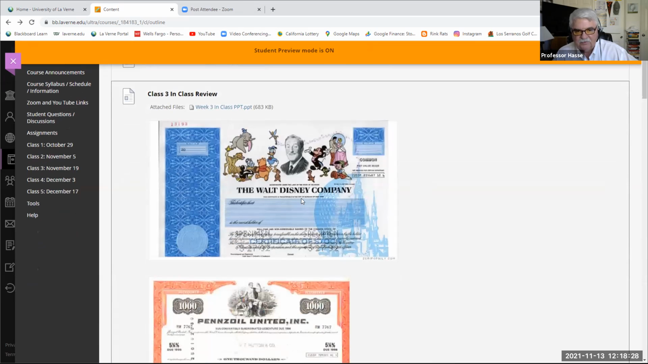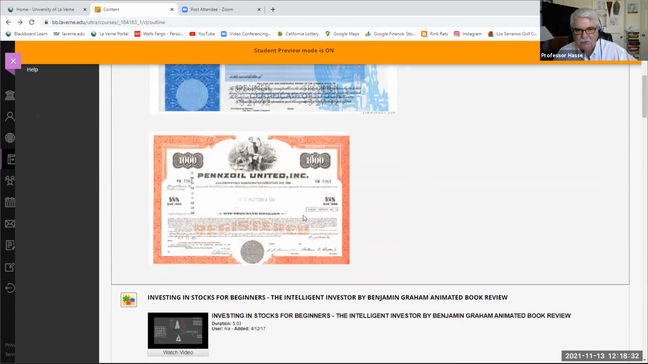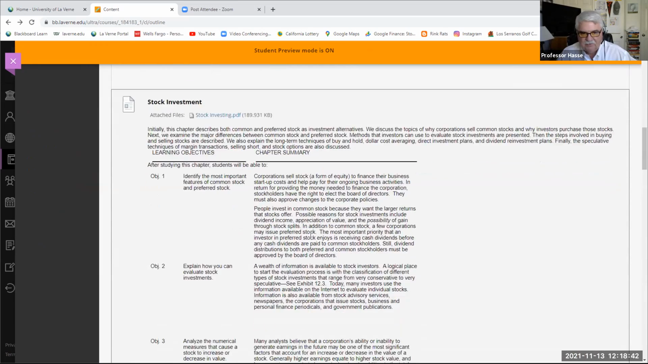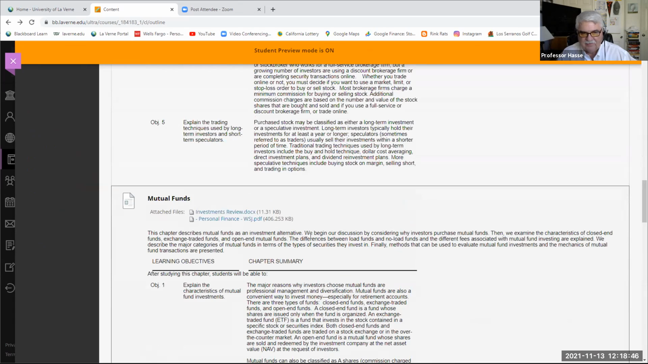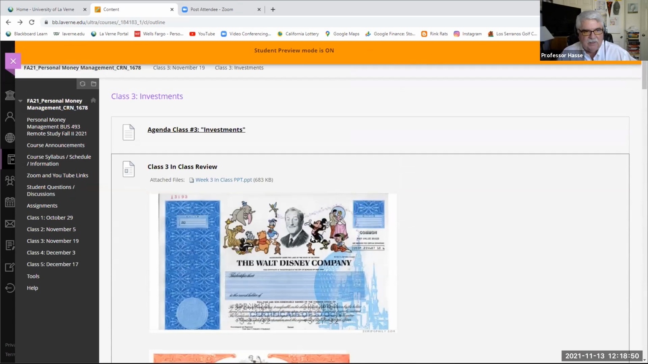Some examples of stocks and bonds. This is a Disney stock. This is a Pennzoil bond, and a couple of very good videos explaining stocks and bonds that I encourage you to watch prior to our class. And then some additional information which we'll be going over in class next Friday. So that's our prep for next week. You have to finish your assignment this week.